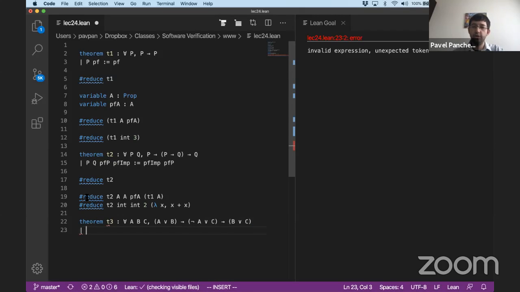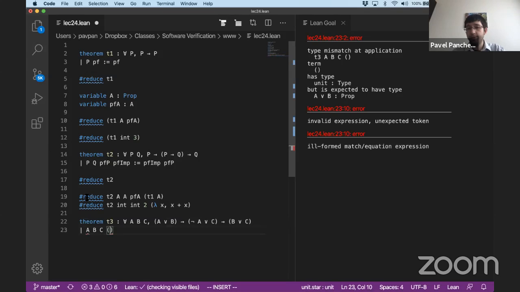And I'll first do it using this sort of pipe style, which looks a lot like a case analysis. And then we'll look, as we've done with these others, to see the actual expression that this syntax builds. So this case analysis is going to look like this. We've got arguments A, B, and C, and then we have a proof of A or B. That proof can be a proof of A, or it could be a proof of B.